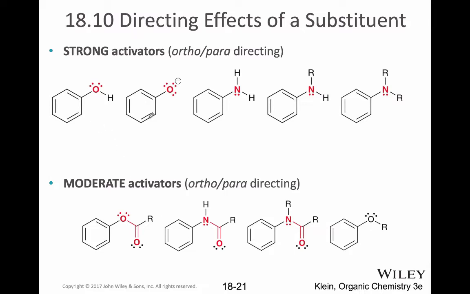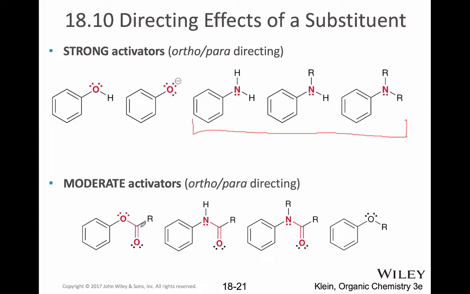Things that are strong activators are things where you have an oxygen attached to the aromatic ring or a nitrogen attached to the aromatic ring. So these are strong activators. Just to let you know, the nitrogen compounds right here are the strongest activators versus the oxygen. The reason is nitrogen's less electronegative, so these lone pairs are more able to resonate into the aromatic ring.